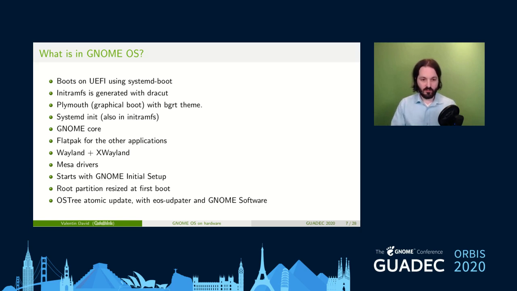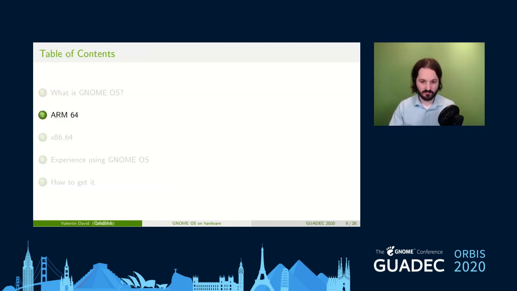As I said before, like in GNOME Continuous, it uses OSTree for atomic updates. So there is no package management. We just update the OSTree. And we added Endless OS Updater, which can be used by GNOME Software to deal with this. So you can just make an update nicely in GNOME Software.